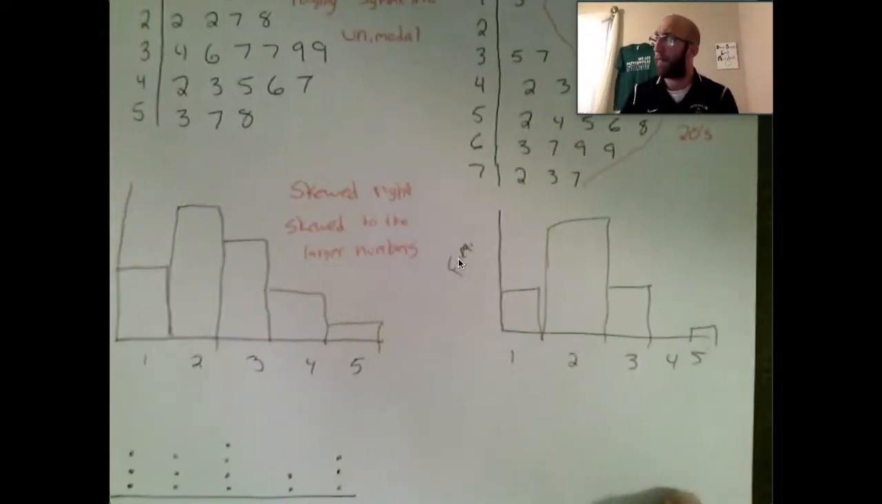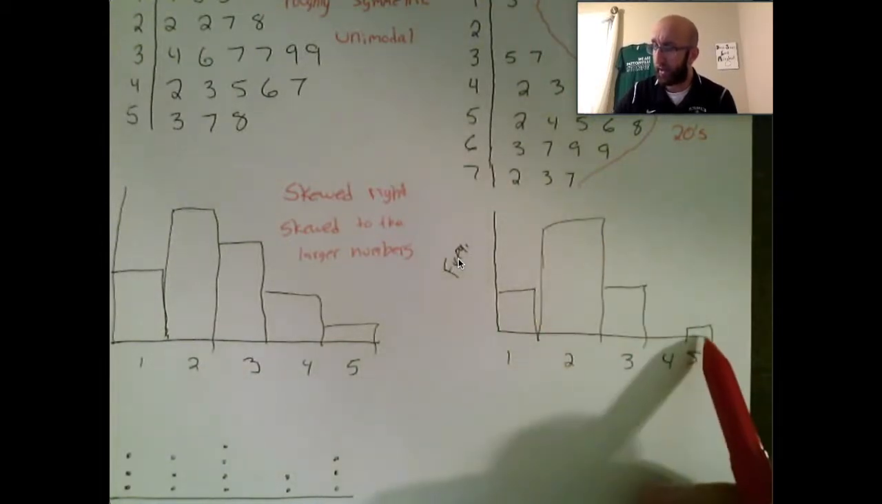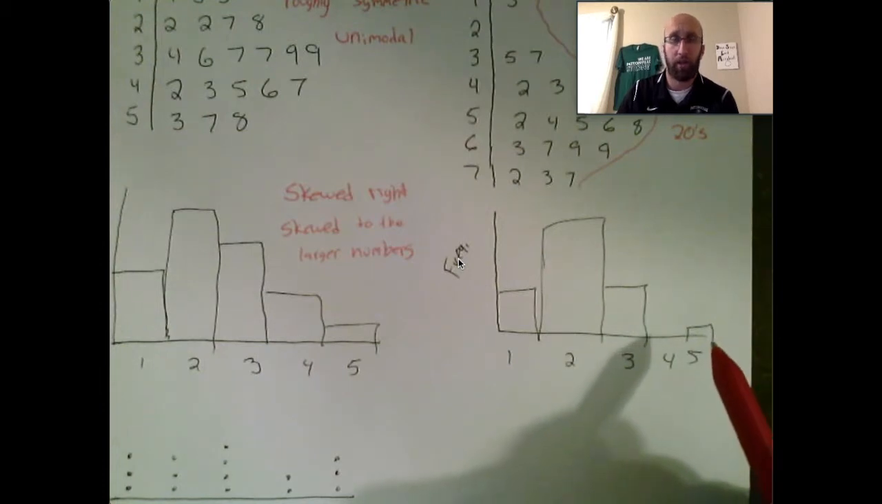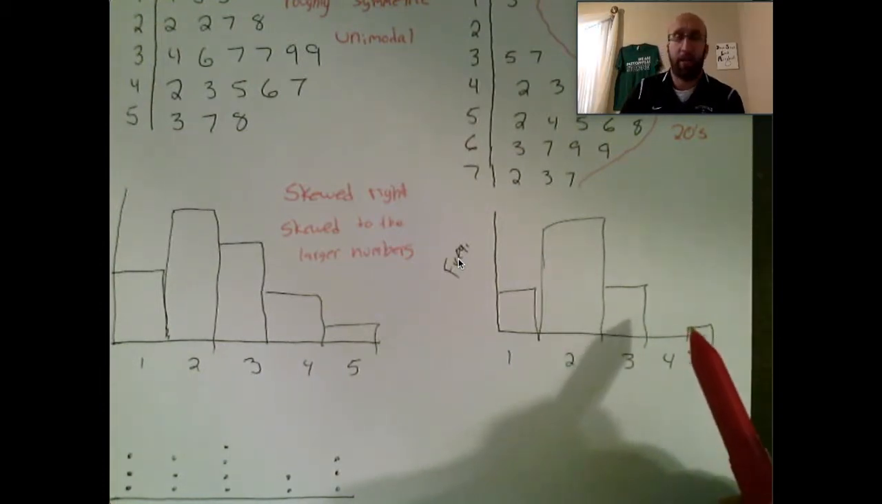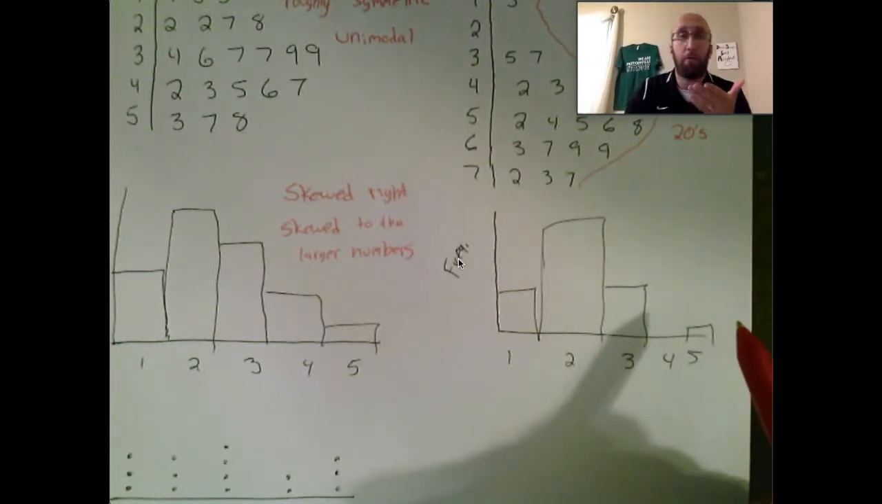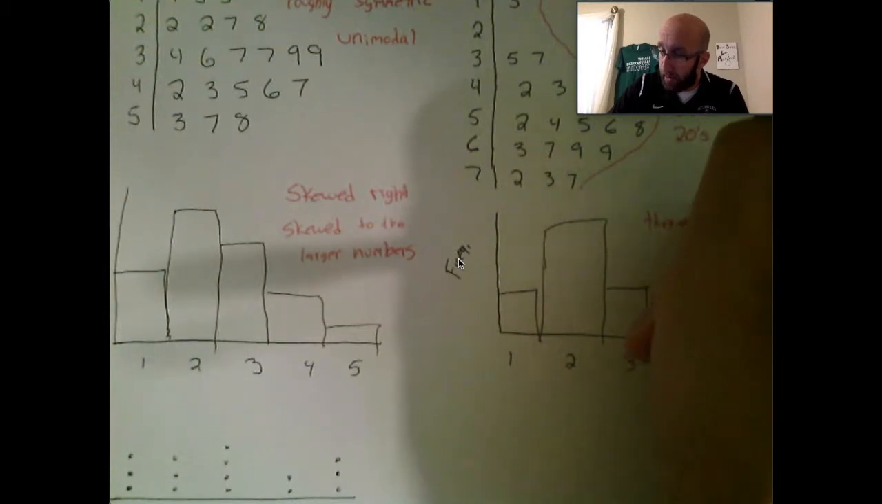My second graph here, it's a little bit tough to see the shape. We have a stack here, and then we have this little digit out here. If I'm not really sure, and you're lacking confidence, then don't talk about whether it's roughly symmetric or skewed. Talk about what you know for sure.